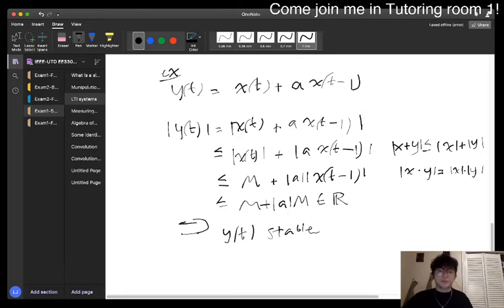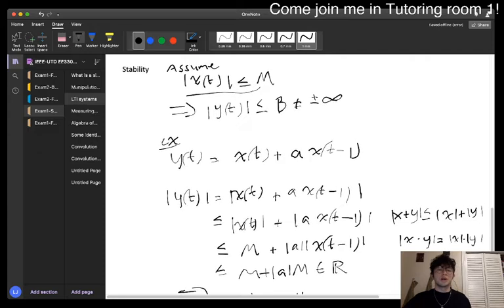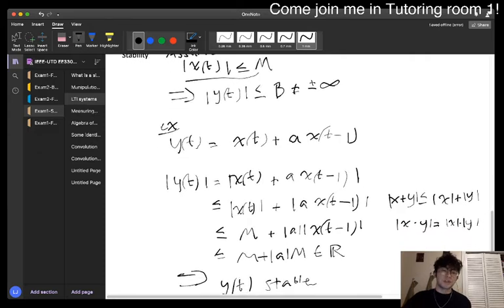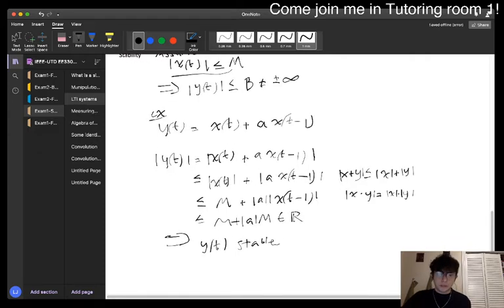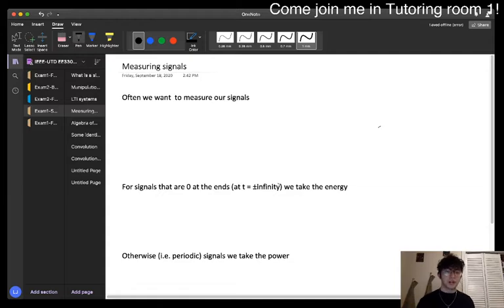But yeah, those are the different properties that we'll typically want out of our systems for the purposes of this class. So I'll be moving on to the next thing, where we'll want to measure our signals a lot of times.